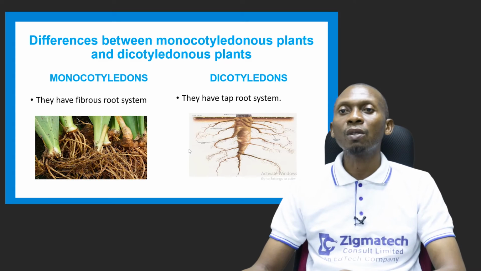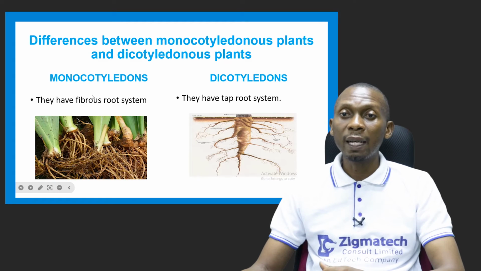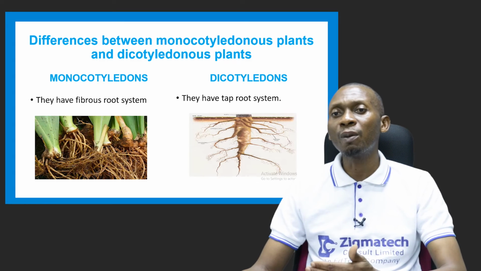Still on the differences between monocot and dicot, we have the fibrous root system. The monocot has a fibrous root system. You can see the type of root system it has. So many roots are protruding from the monocot. These roots do not develop from the radicle.